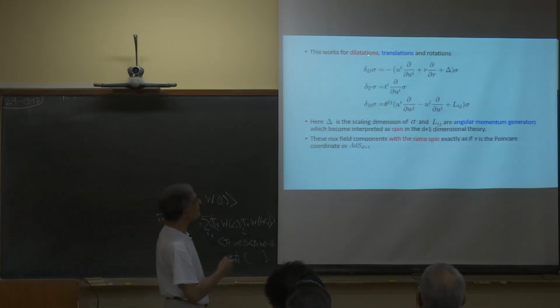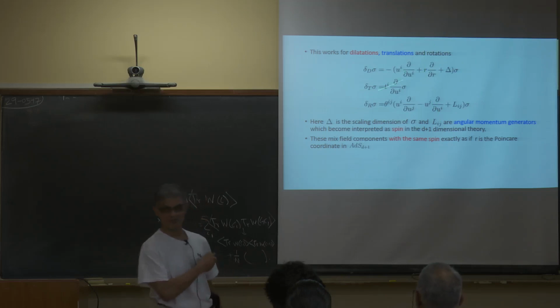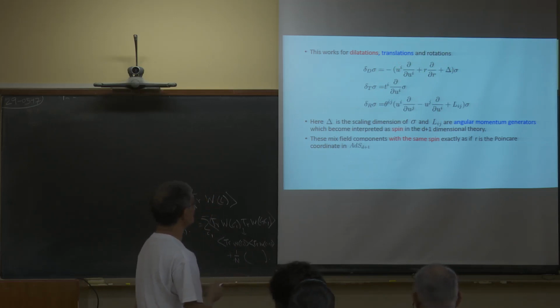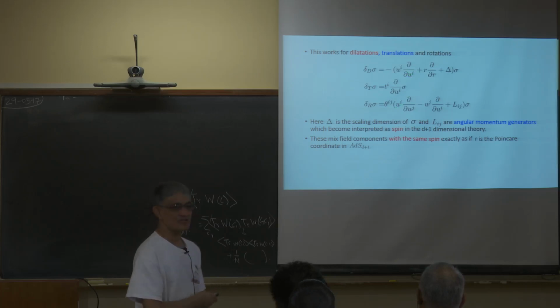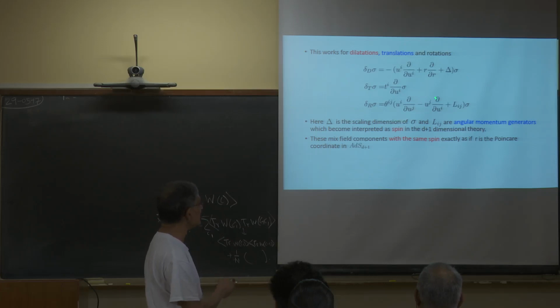So, I have written translations, dilatations and rotations. This sigma should be that curly phi. This is just copied out of a paper, so I think I did not change the notation. These are what the transformations are. The right hand sides are obtained by performing conformal transformations of x and y, and therefore conformal transformations of u and v, and plugging that in. And what you note here is that they are in fact exactly how these fields of a particular spin will transform in an AdS space.